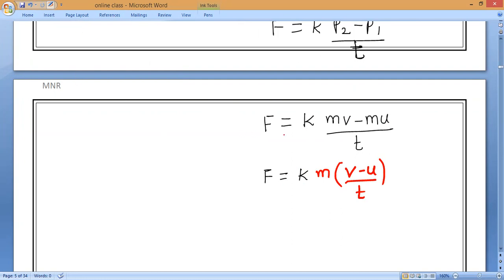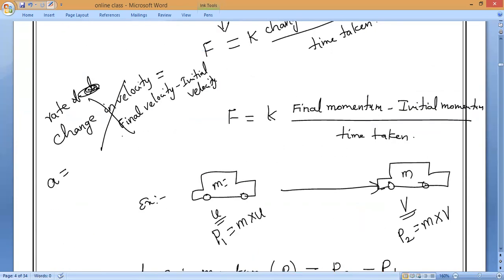Yes, please respond, everyone. Now, K into M into V minus U by T, which is equal to something. Girls, you studied already: V minus U by T is equal to something. What is that? Can you tell me? From chapter 1, I taught just now, even today. Change in velocity: final velocity minus initial velocity divided by time, which is equal to what, guys?